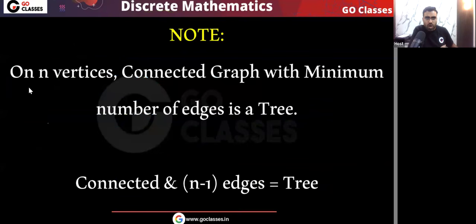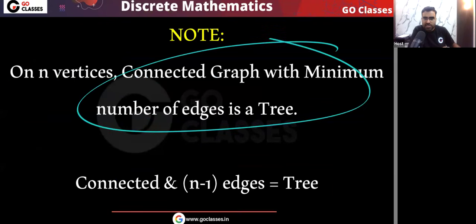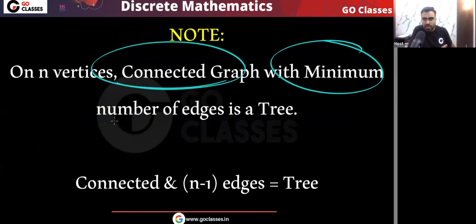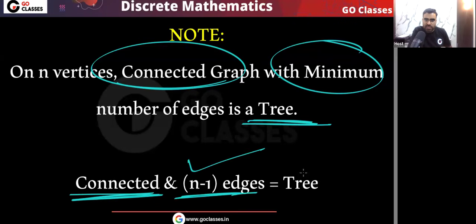Let's see the next point. On n vertices, connected graph with minimum number of edges, that is tree. This we have already seen. If you create a connected graph with the minimum number of edges, you try to connect a graph with the minimum number of edges, then definitely you will get a tree. So you can see on n vertices, connected graph with minimum number of edges is tree. Minimally connected, yes or no? Every minimally connected graph is tree. So you can see connected also n minus 1 edges. This is the definition of tree.